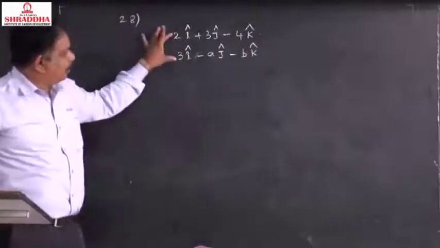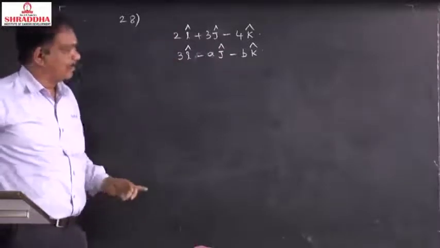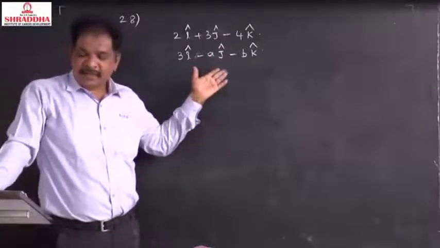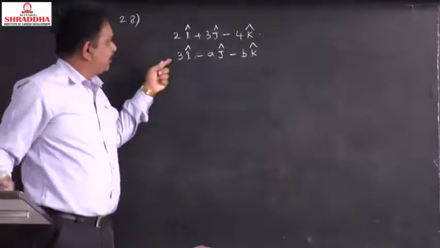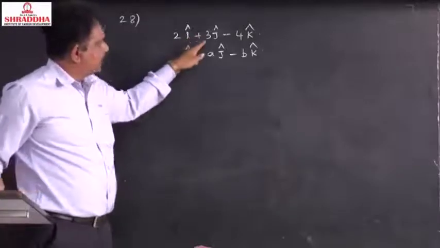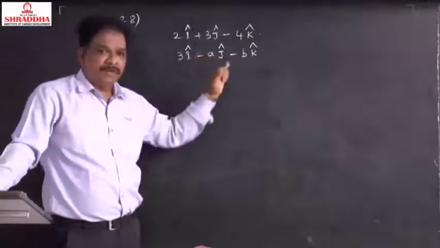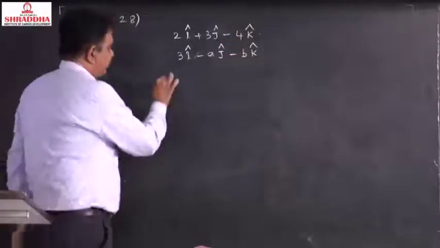These two are parallel. This one and this one are parallel. Then they are asking what are the values of a and b. Means what I said, ax by bx is equal to ay by by is equal to az by bz.